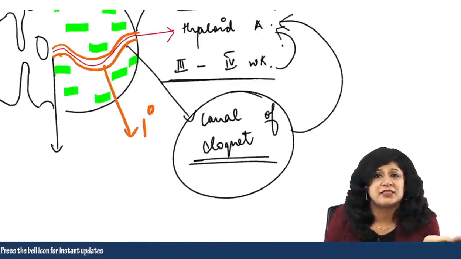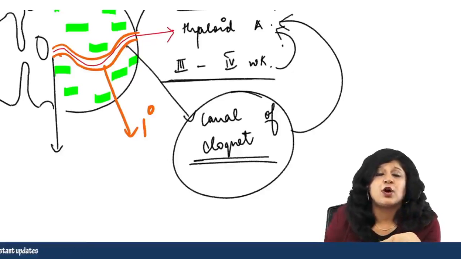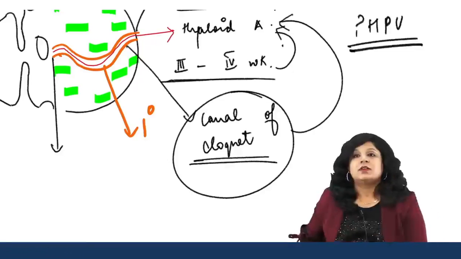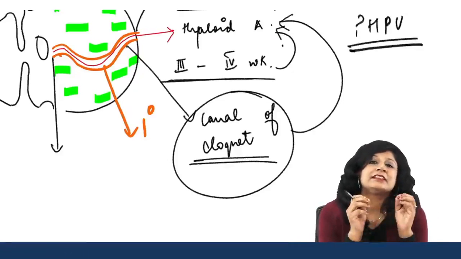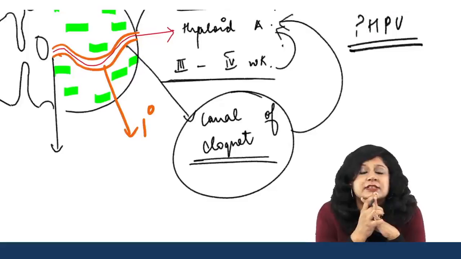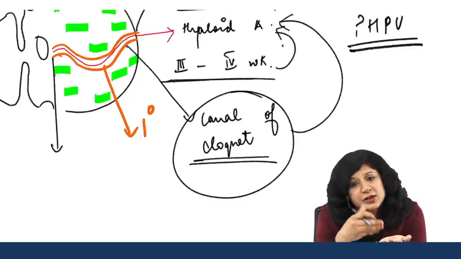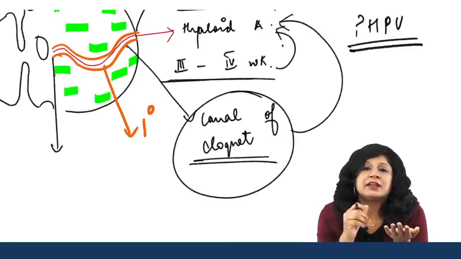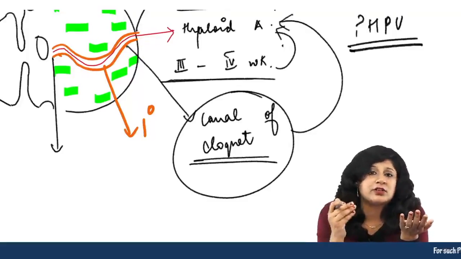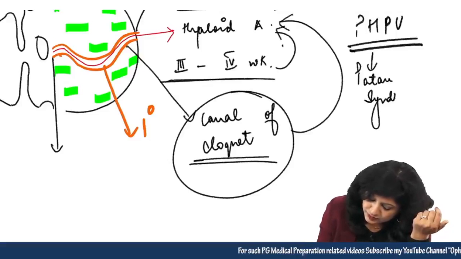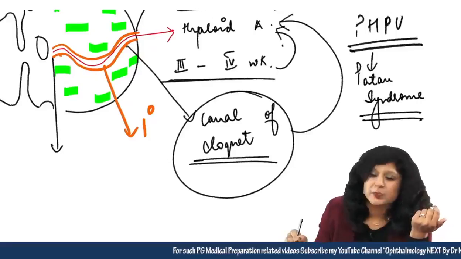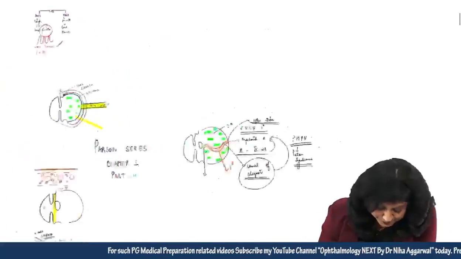Whether you have this canal after birth is very doubtful, but sometimes you have persistence of the primary vitreous. There you can have the canal of Cloquet along with the hyaloid artery, but otherwise whether it exists is not known. This is known to be associated with Patau syndrome.